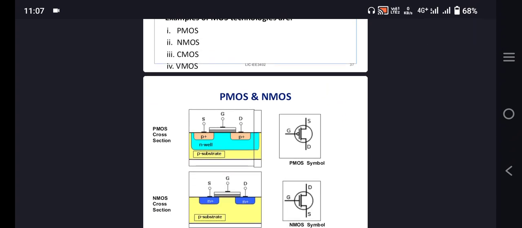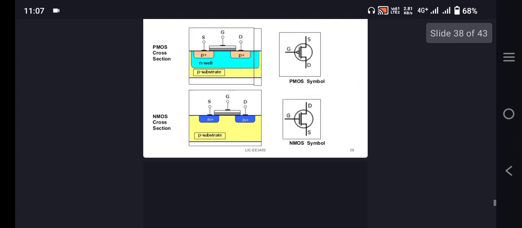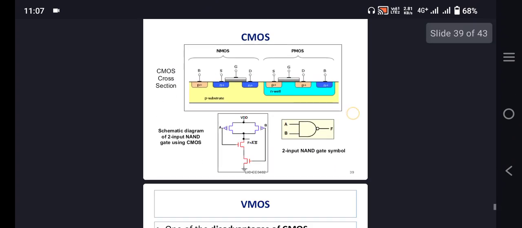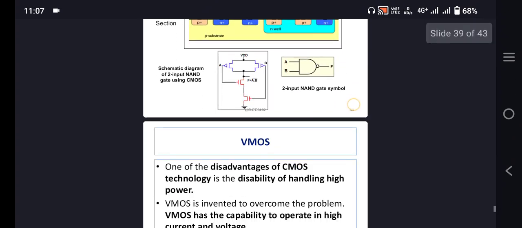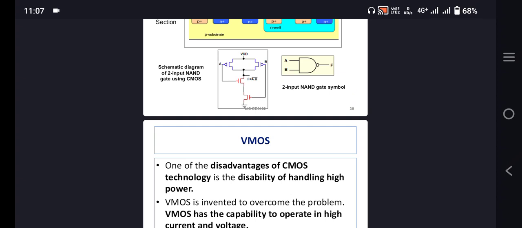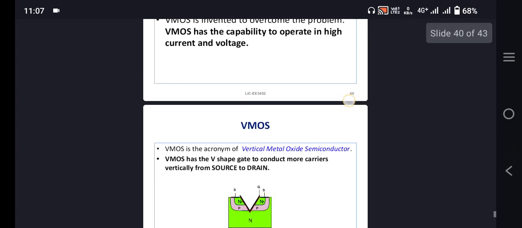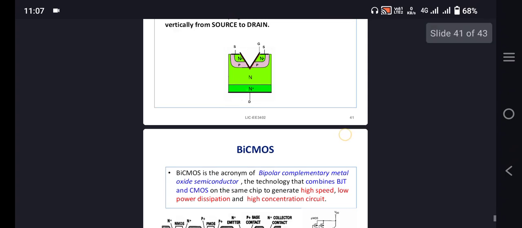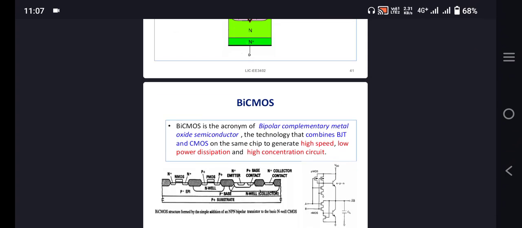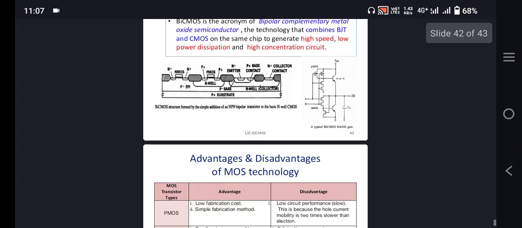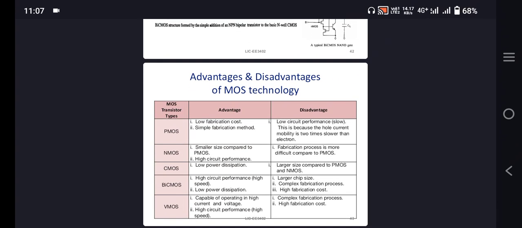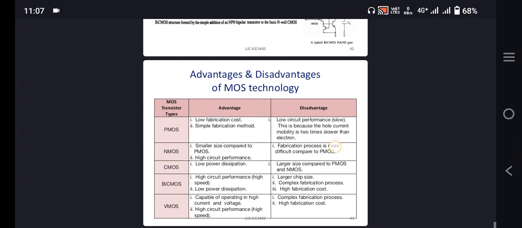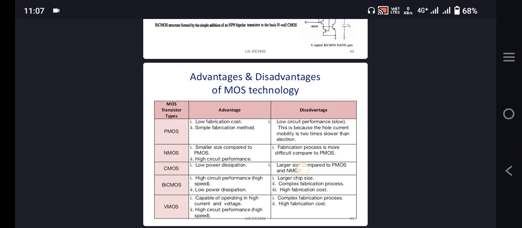The images of PMOS and NMOS are represented here. The CMOS diagram is this one. VMOS is nothing but vertical MOS. BiCMOS is nothing but bipolar complementary metal oxide semiconductor. The advantages and drawbacks of MOS technology are represented in this diagram.